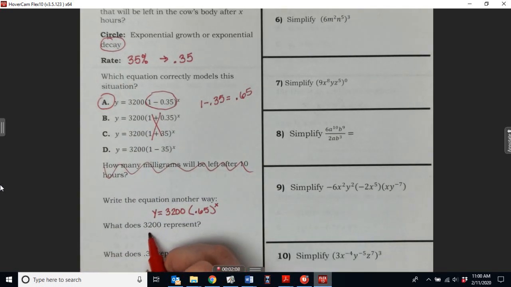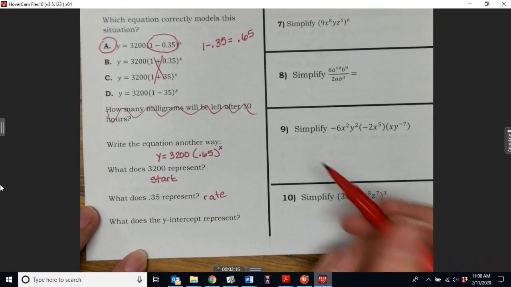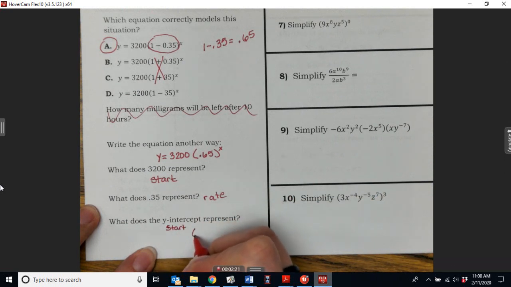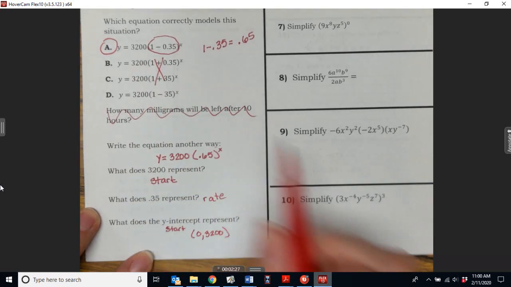That 3,200 is your starting amount. That's what I want to get across. The 0.35 is your rate. And then whenever we talk about the y-intercept, the y-intercept is also your start. So here my y-intercept is (0, 3,200). Okay, it's whatever that first number is.